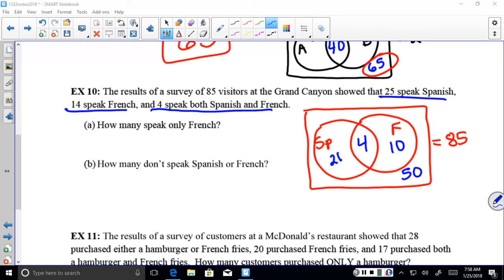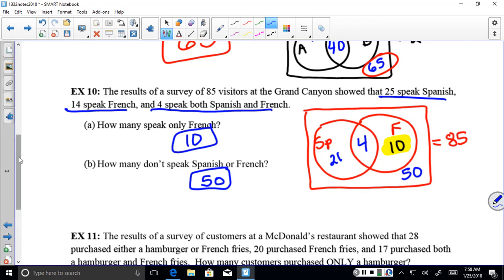So now we can answer our question. So all of that's just prep work. Now we will answer our questions. It says, how many speak only French? Those 10 right there. How many don't speak Spanish or French? 50. So hopefully you'll agree, answering the questions is actually really easy if you got your picture drawn.